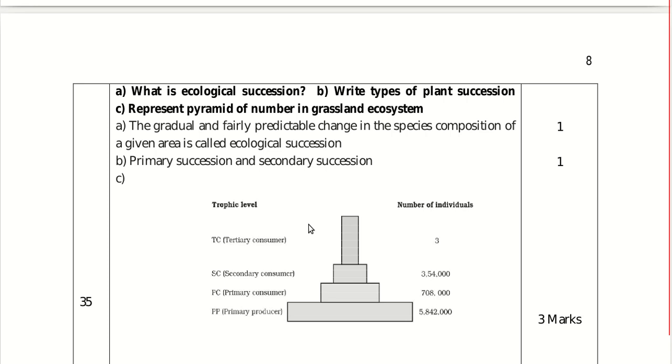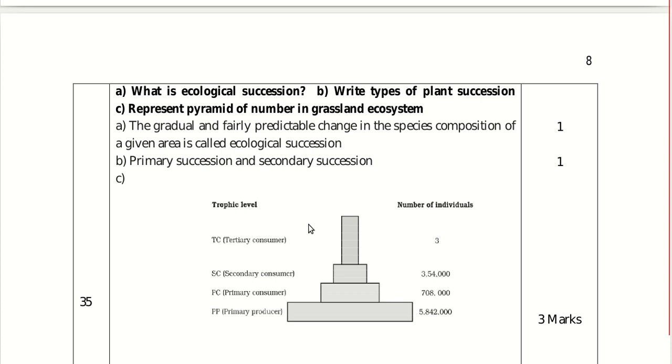What is ecological succession? Write the types of plant succession, and represent the pyramid of number in the grassland ecosystem. All of them carry 1 mark each. Pyramid of number is going to have 3 marks. The gradual and fairly predictable changes in the species composition at a given area is termed as ecological succession. It's a slow process and predictable.